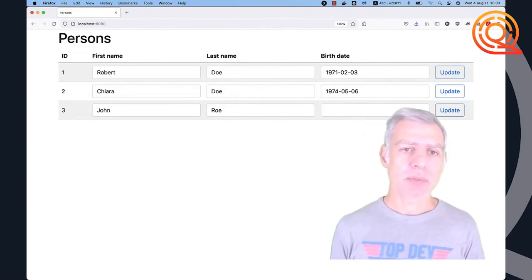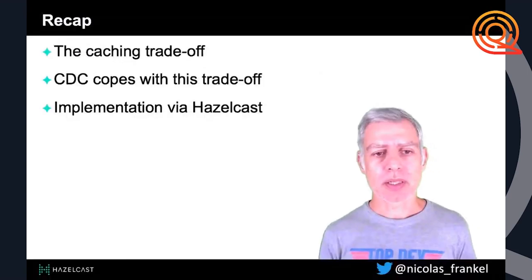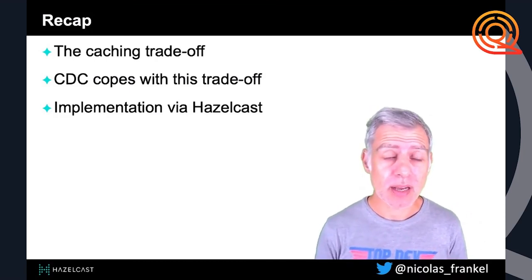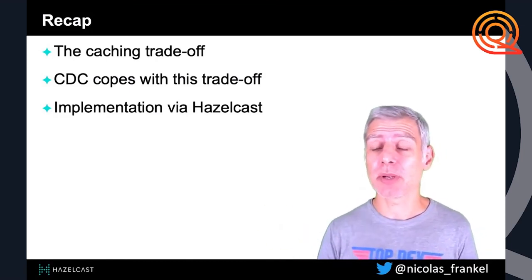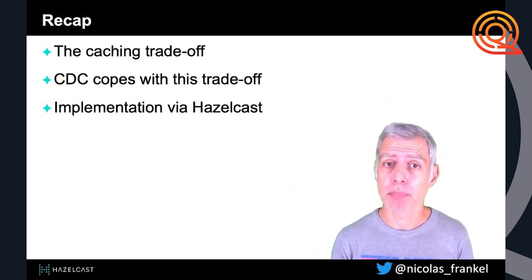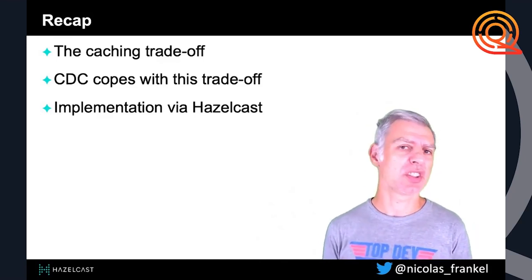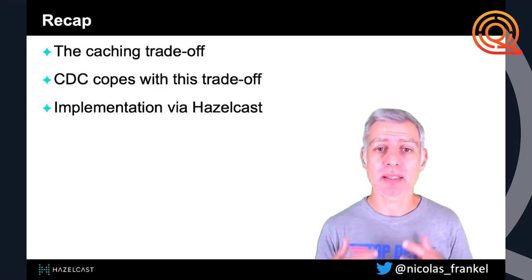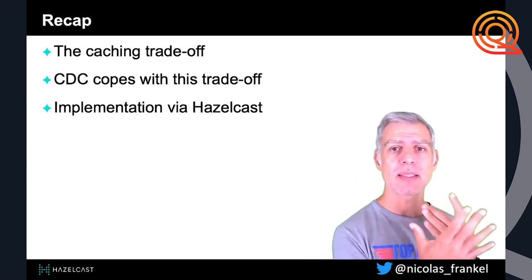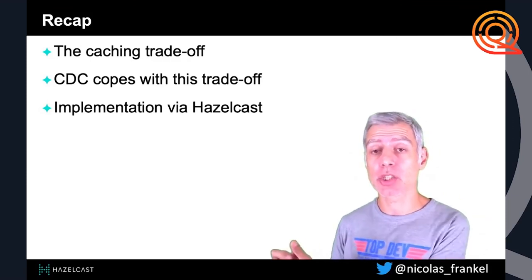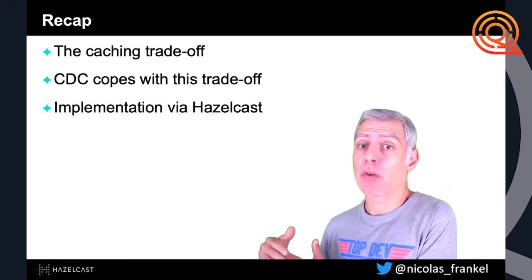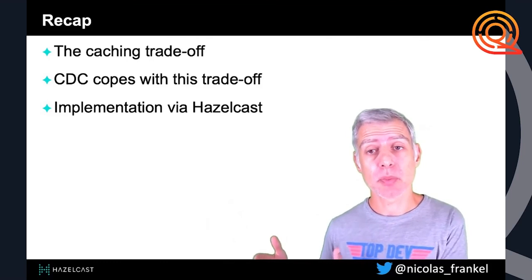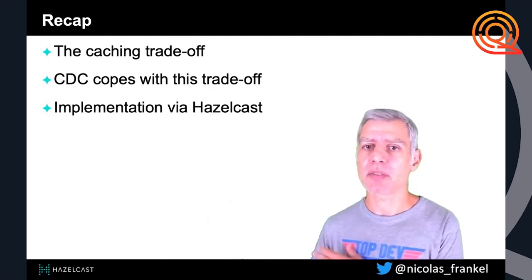And this brings us to the end of our talk. So recap, in this talk, I've shown you the caching trade-off. The caching is not bad per se. It's not a smell. You shouldn't shy away from cache. You should understand that it's a trade-off between, hey, we accept stale data, but in exchange, we've got either available data or fast data. And in some cases, it's better to have available data or fast data than correct data.